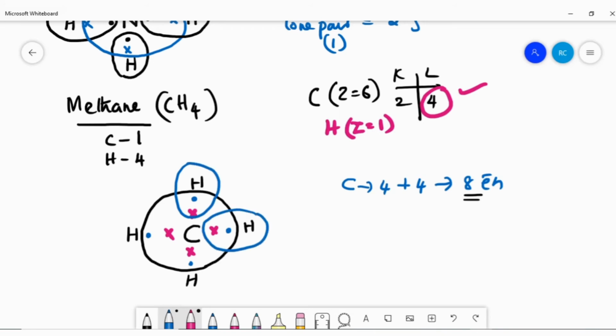There are 4 hydrogen atoms, so you need to draw 4 circles. This is the electron dot structure of the methane molecule.